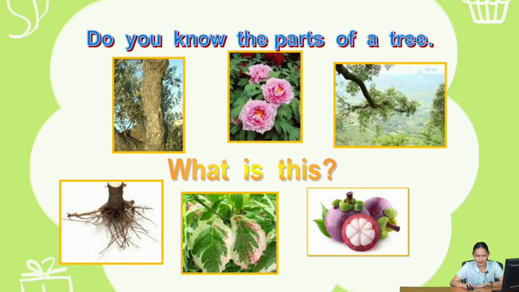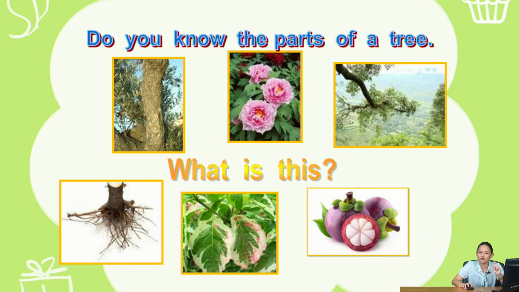And the last part is, is this a flower? No. Is this a tree? No. What do you think is that? The last part of a tree is a very good fruit. Fruit. This is an example of a fruit.